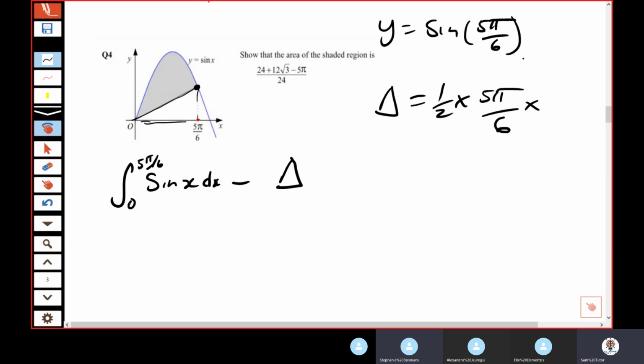It's fine. 5 pi on 6, that's what the height is. Whatever that is, 5 times 180 on 6 is 150. Sine 150 is a half. So the y value here is just a half. See how simple that was?